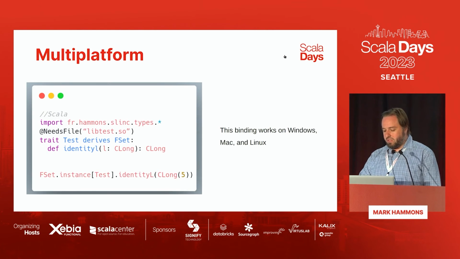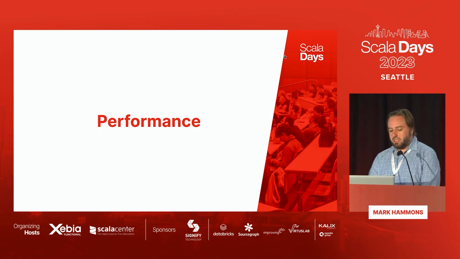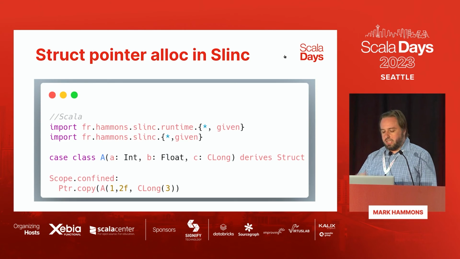So the final thing I'd like to talk about is the performance of Slinc. With the JVM multi-platform support and the multi-JVM support, all of this requires a lot of abstraction. And as I'm sure you're aware, abstraction is kind of the enemy of optimization and performance. So as an example, I have a struct here, and I want to be able to copy it into native memory, and I would like to do it as performantly, as quickly as possible.